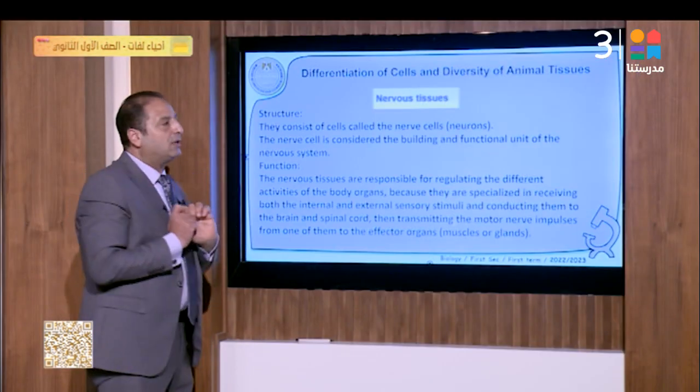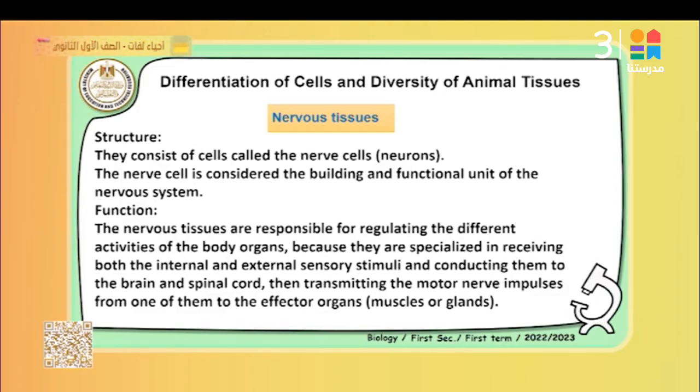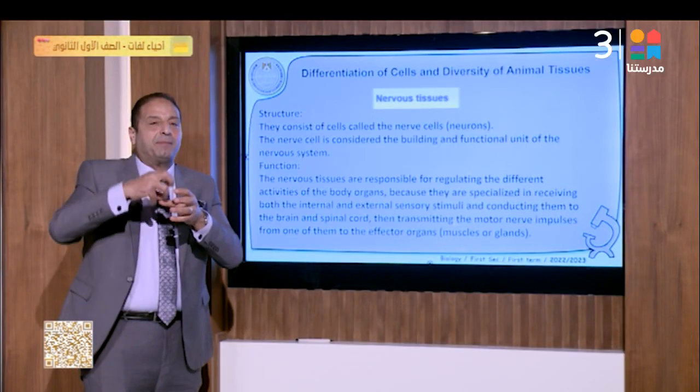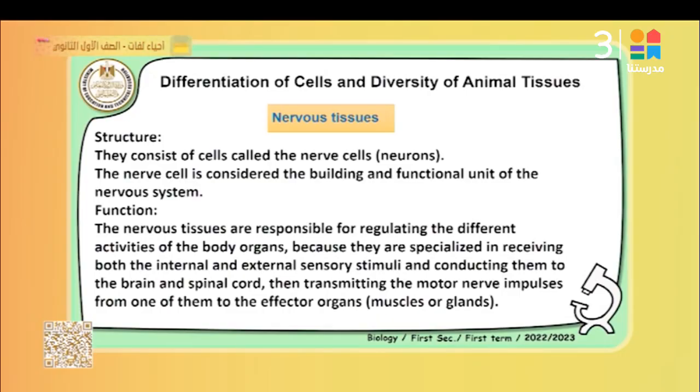Neurons. The nerve cells are considered the building and functional unit of the nervous system. What I mean by the building is that each cell is connected to the others, forming the nervous tissue that is found abundantly in the brain. The function of the nerve tissue is to regulate the different activities of the body organs.